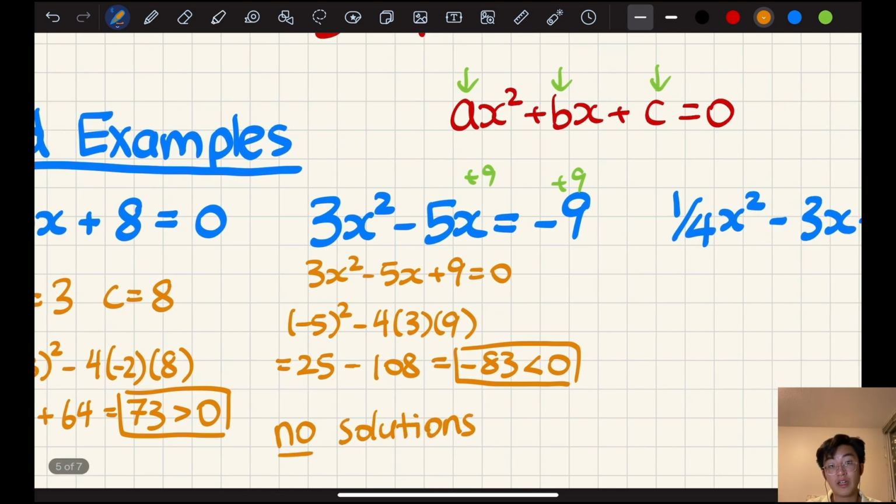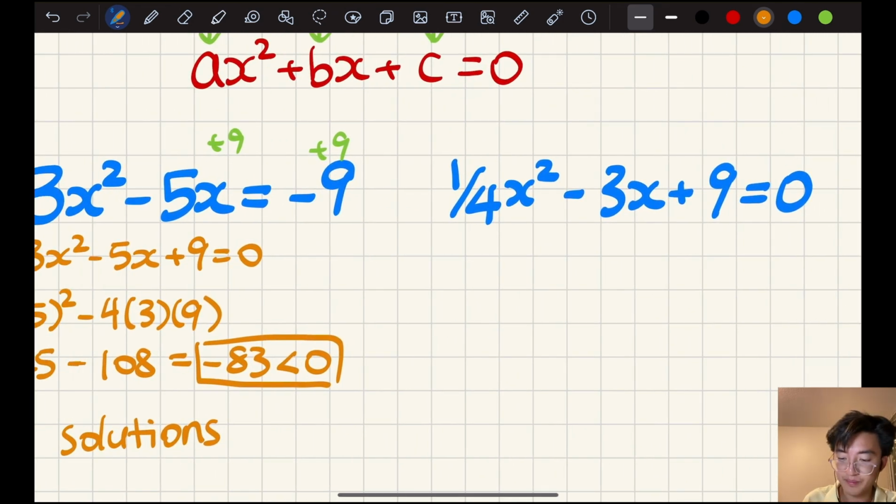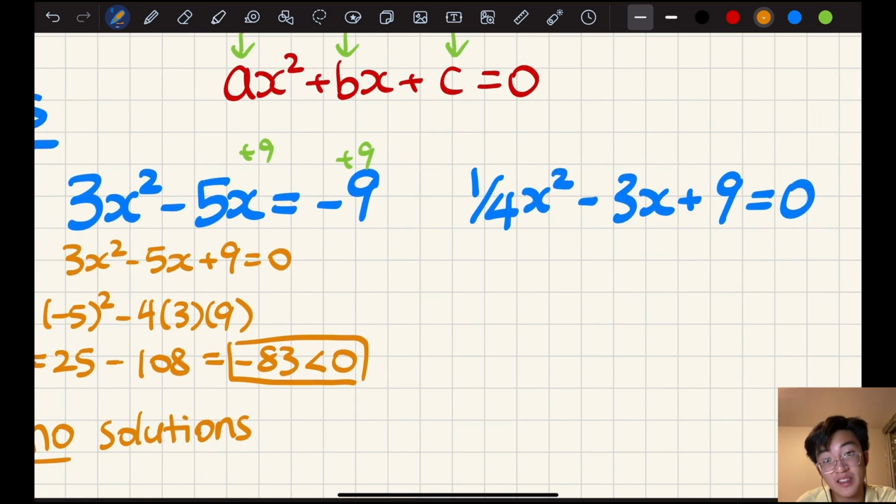Right, this quadratic equation right here is unsolvable. Okay, lastly, we got fractions here, but to be honest, it doesn't really affect much. Right, so again, b squared minus 4ac. So in this case, the b is negative 3 squared minus 4ac. So we have 4 times a, which is 1 over 4.